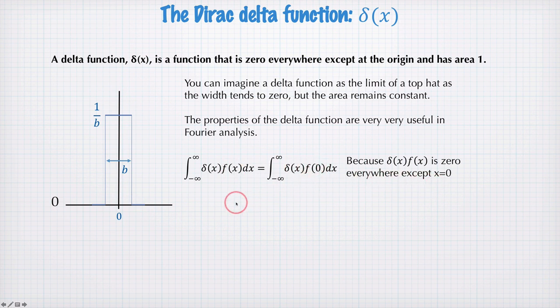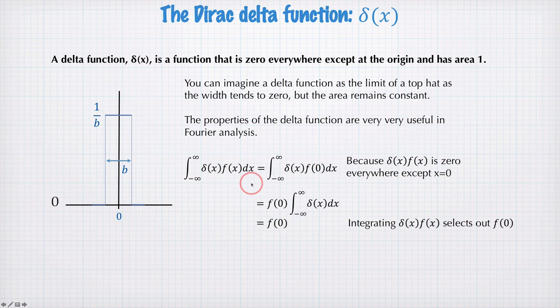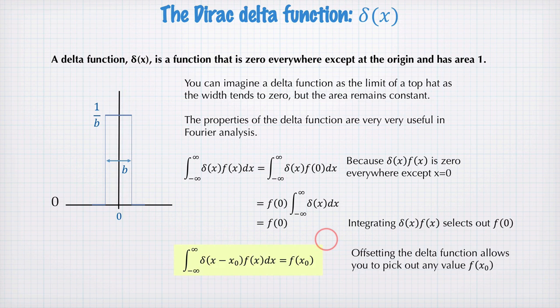So if we do that, we can pull f of 0 out of the integral, which makes the integral look like this. Now we're integrating delta x over all of x, but we know this integral is equal to 1 because that's really the definition of a delta function, which means we just get f of 0. So in other words, integrating delta x f of x selects out the value f of 0. So it's a sifting function, if you like. It's often referred to as a sifting function.